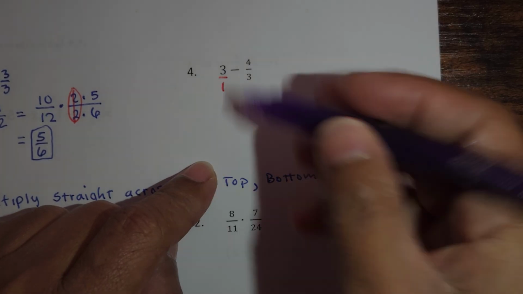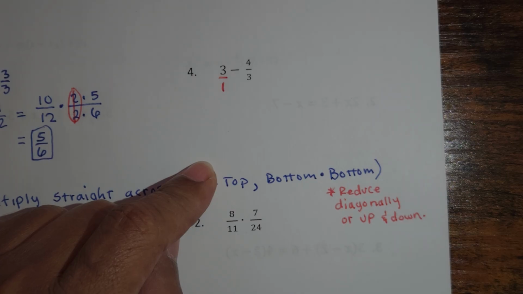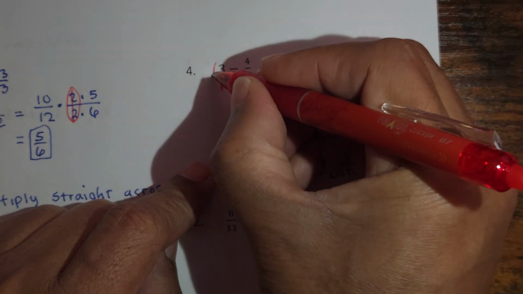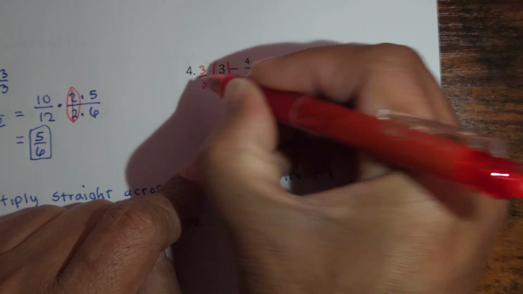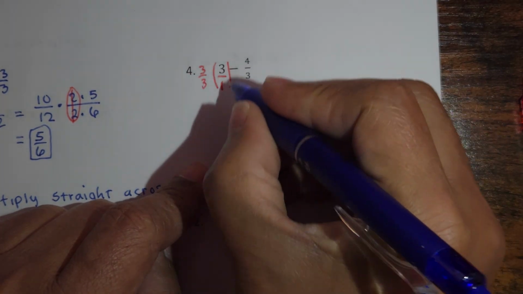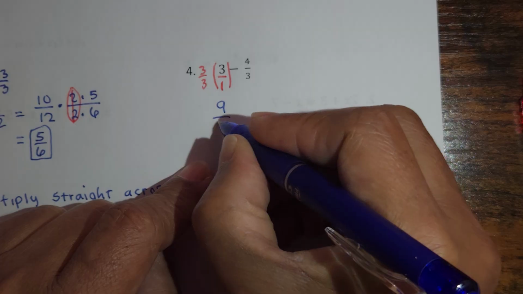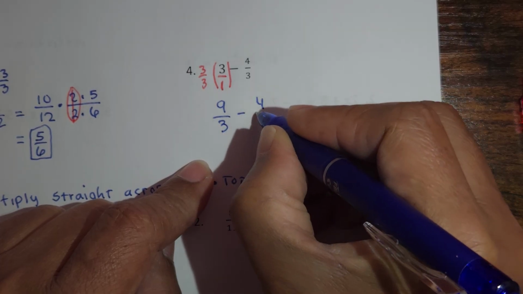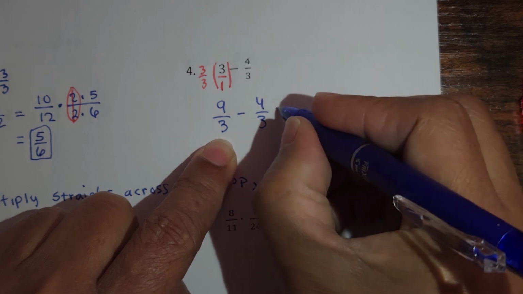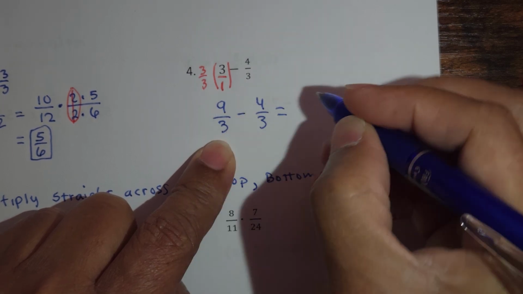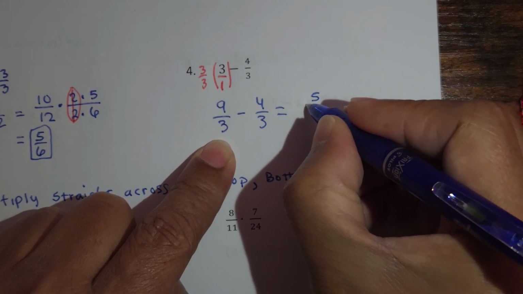So then I need to have a 3 in this denominator. So that means I multiply by 1 by writing it as 3 over 3. So then 3 times 3 is 9. 3 times 1 is 3 minus 4 over 3. Now we have common denominators of 3. So then just subtract 4 from 9. So 9 minus 4 is 5.